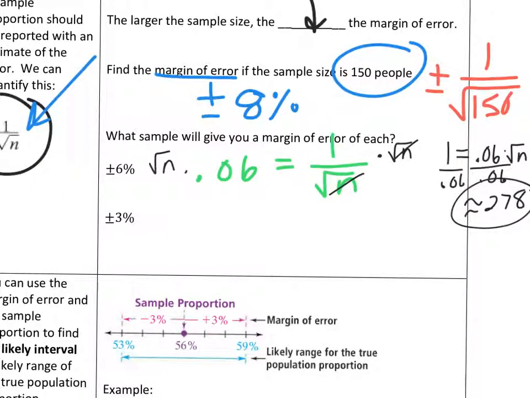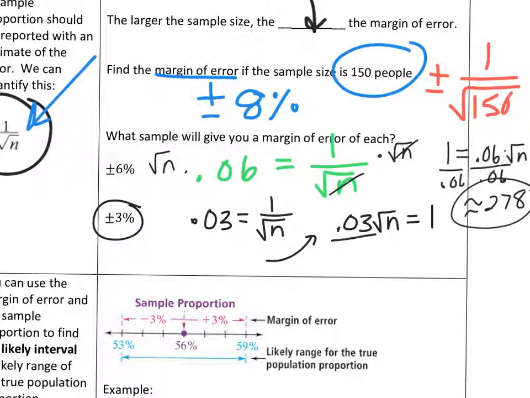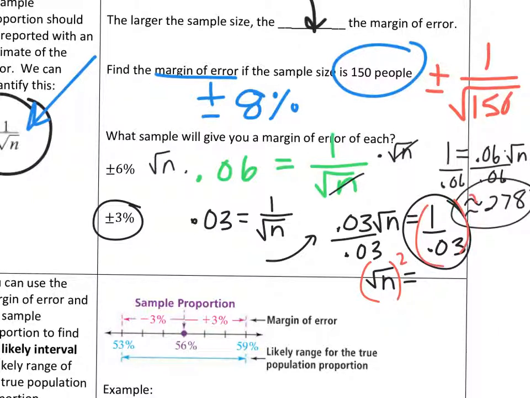For the next one, it's 3%, so I'm going to do 0.03 equals 1 over the square root of n. I'm going to multiply both sides by the square root of n. Then I'm going to divide both sides by 0.03. So I get the square root of n equals 1 divided by 0.03, which is 33 1/3. So I keep this in my calculator, and then I'm going to square it, to get rid of the square root. So that is approximately 1,111 people that you'd have to survey.